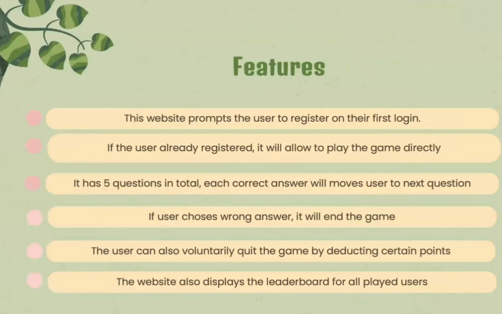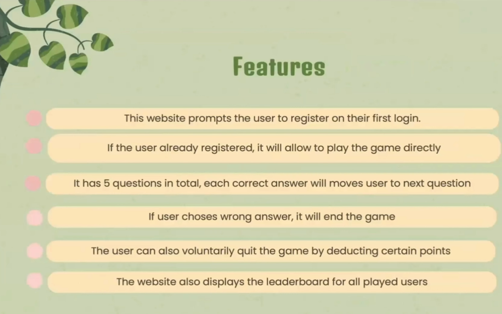Now let's discuss the key features that we did in this project. This website prompts the user to register on their first login. If the user is already registered, it will allow you to play the game directly. It has 5 questions in total. Each correct answer will move the user to the next question. If the user chooses a wrong answer, it will end the game. The user can voluntarily quit the game by deducting certain points.